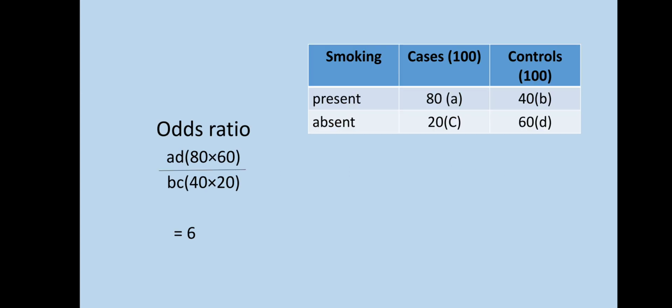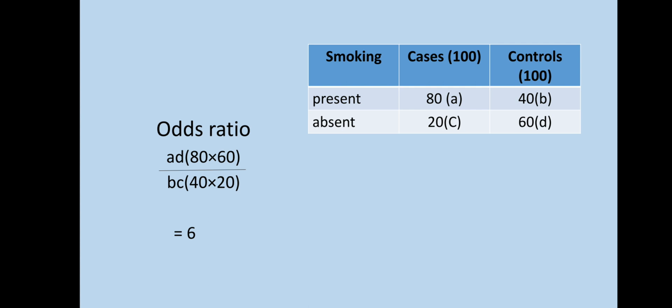So how to calculate the odds ratio in the same example that we have already discussed. The odds ratio is basically calculated by a cross multiplication in the same 2 by 2 case control table. So it will be calculated by AD over BC, and in this example the result is 6. So it's more than 1.